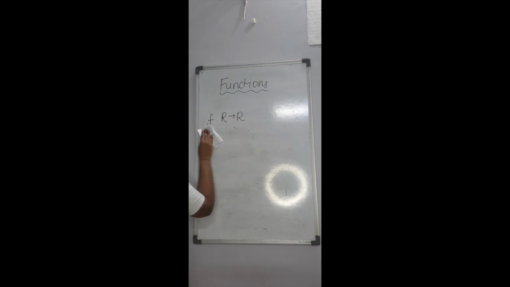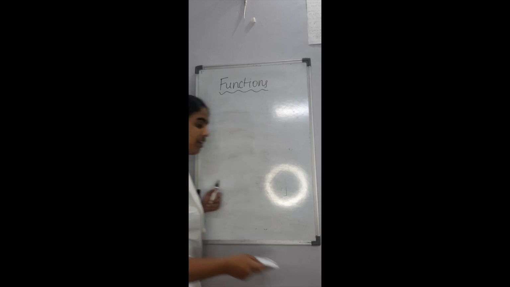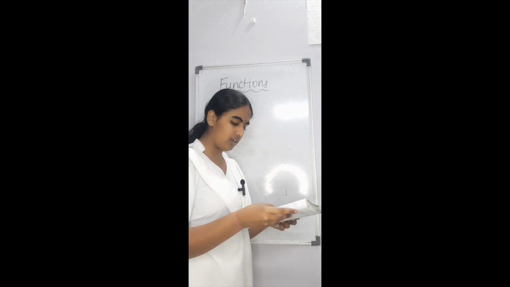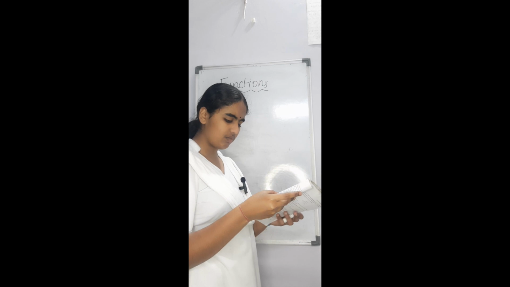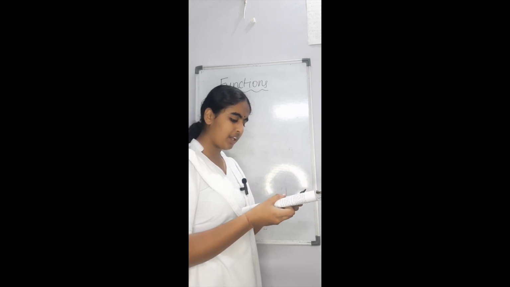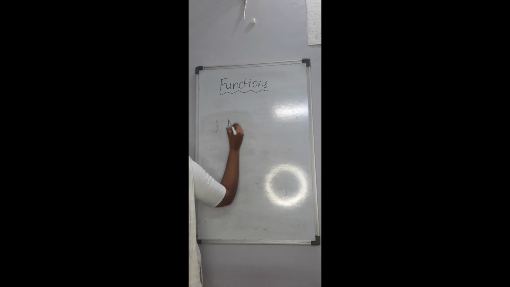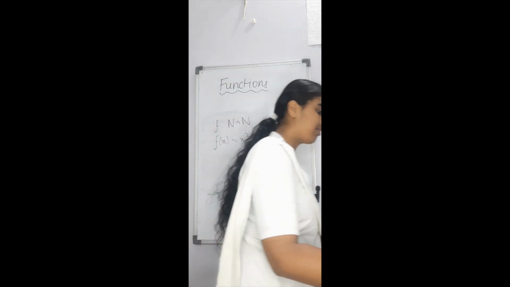Let's move on to the second question. The second question of our NCERT has a few subparts, so I will do just the first one. The first one says f is defined from N to N and is given by f(x) equals x square. We have to check the injectivity and surjectivity of the function.